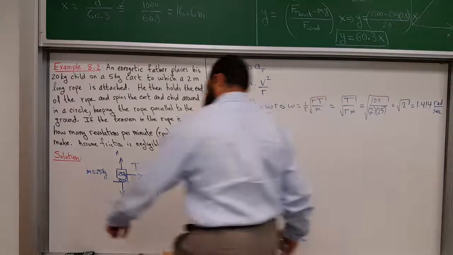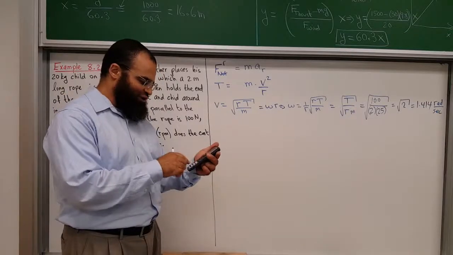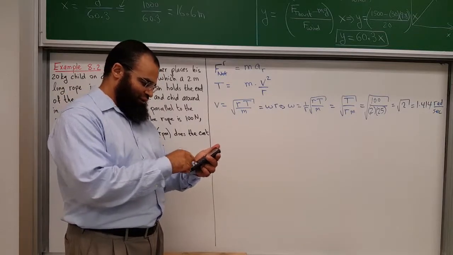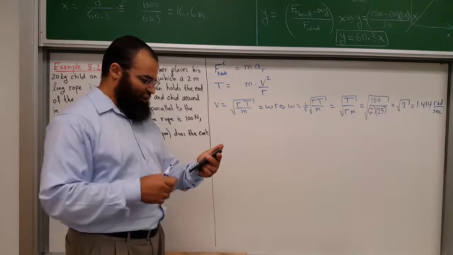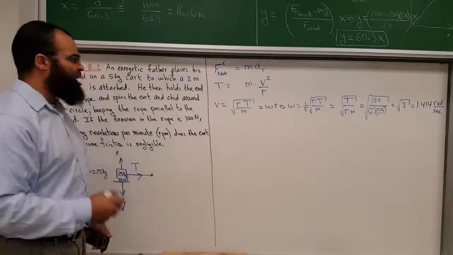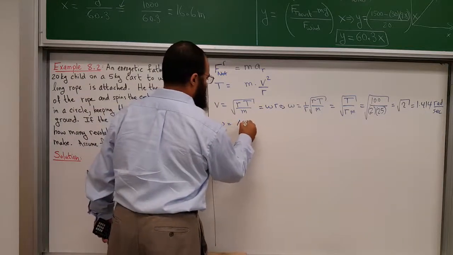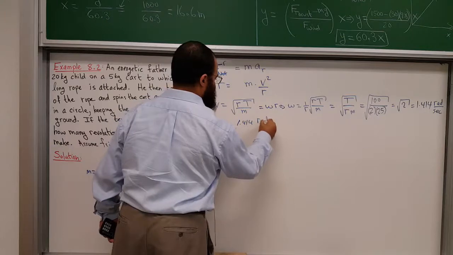Let me double check. I forget my square root of 2. It's an irrational number, I should know. 1.414. Yeah, that's good. Approximately. And so I have omega is 1.414 radians per second.